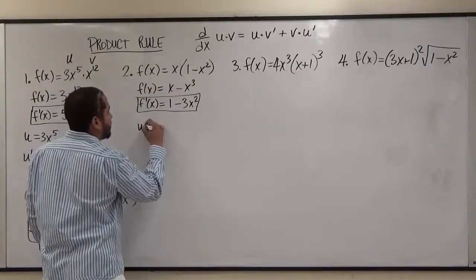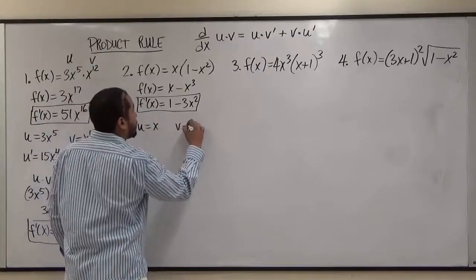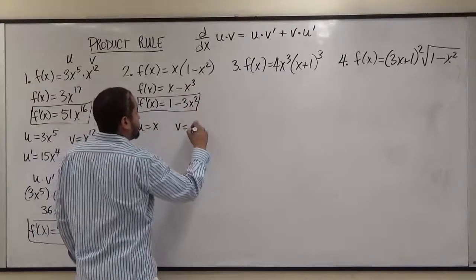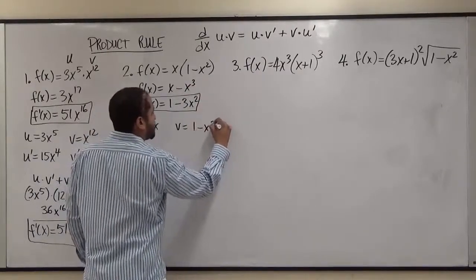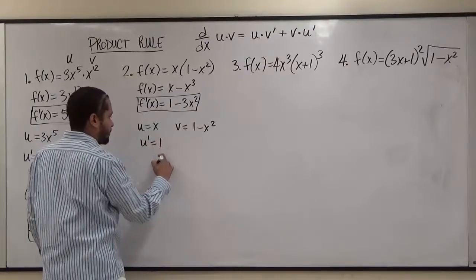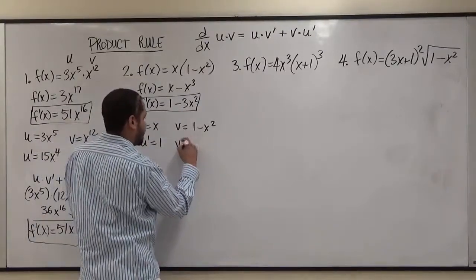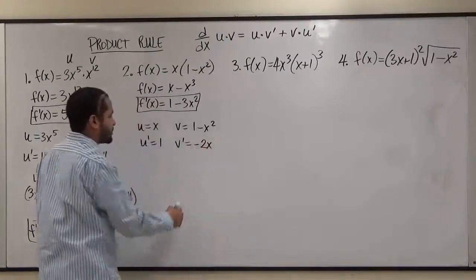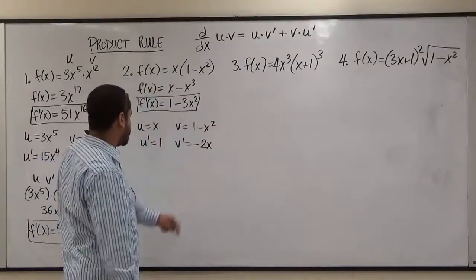So let's assign our u to just x. And our v is going to be the second function, which is usually in the parentheses or something. So here we have 1 minus x squared as our second function. So the derivative of the first function is just 1. Derivative of x is 1. The derivative of the v term is going to be negative 2x, because the 1 becomes a 0 and negative x squared becomes negative 2x.